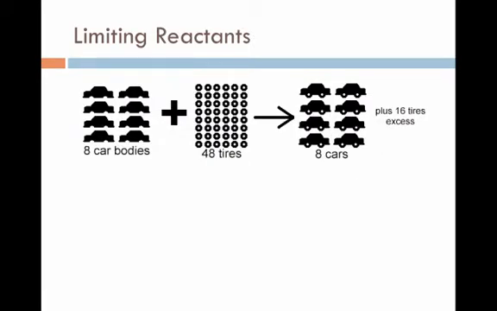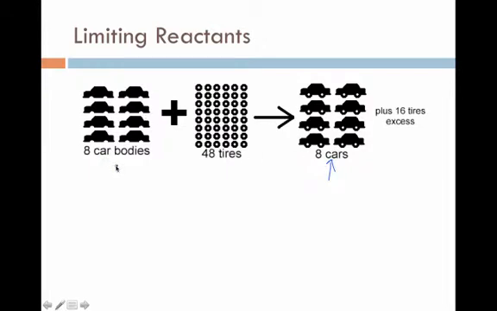Let's stop for a moment and take a look at an analogy, as something that might be a little easier to wrap your heads around. We'll talk about the process of putting together cars, and we can think of putting together cars as a chemical reaction. We start over here on the left with car bodies. We're going to take these car bodies and combine them with car tires, and as a result of that combination, we can create cars.